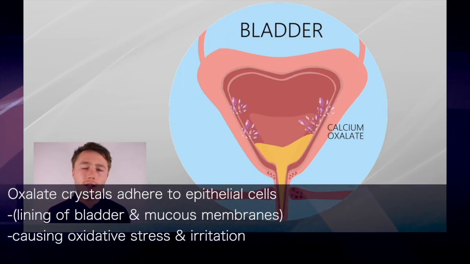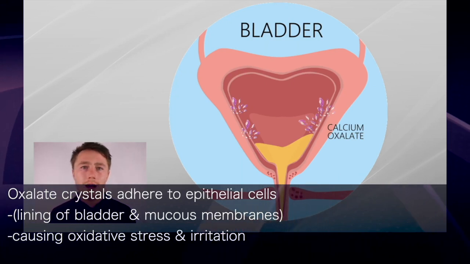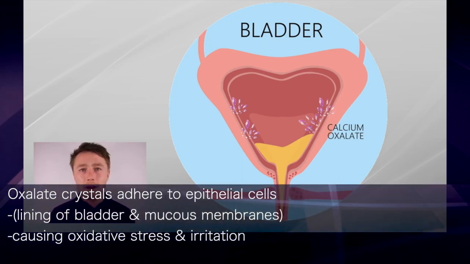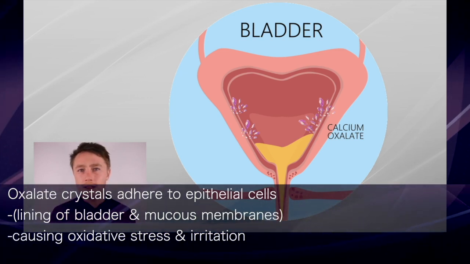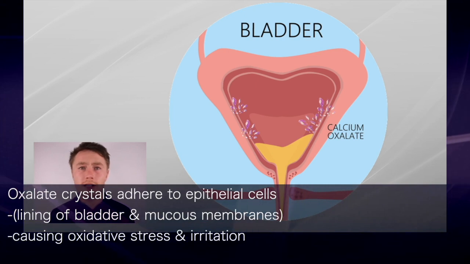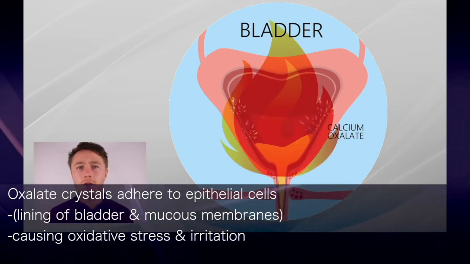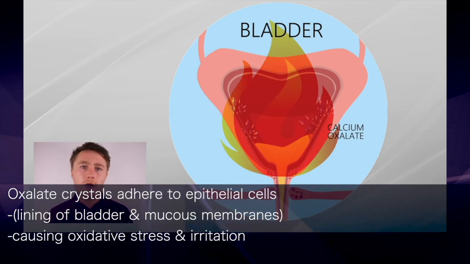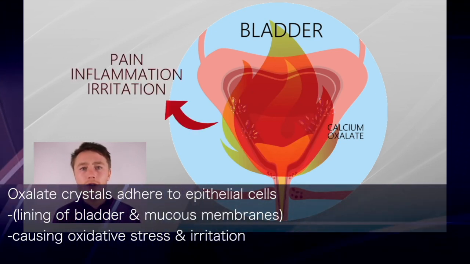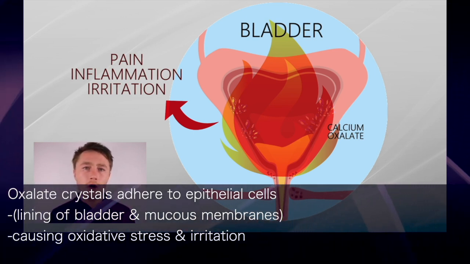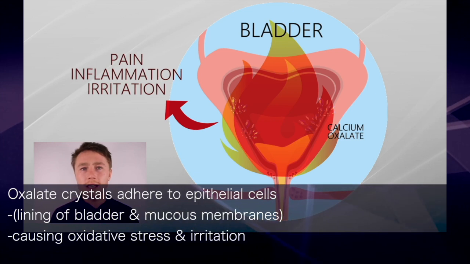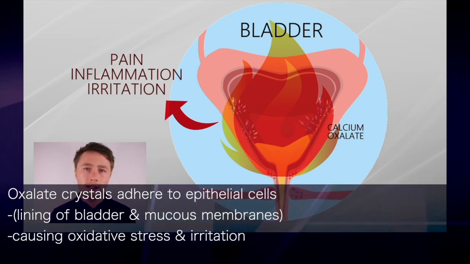Now, calcium oxalate crystals have the uncanny ability to adhere to epithelial cells, and epithelial cells are what line the bladder and the mucous membranes. We know that when calcium oxalate adheres to a tissue, or when it binds to a tissue or becomes deposited, it causes inflammation, it causes oxidative stress, it causes irritation. It's therefore possible that the bladder pain and irritation experienced in something like interstitial cystitis could very well be caused by oxalate crystal adhesion to the epithelial tissue lining the bladder.